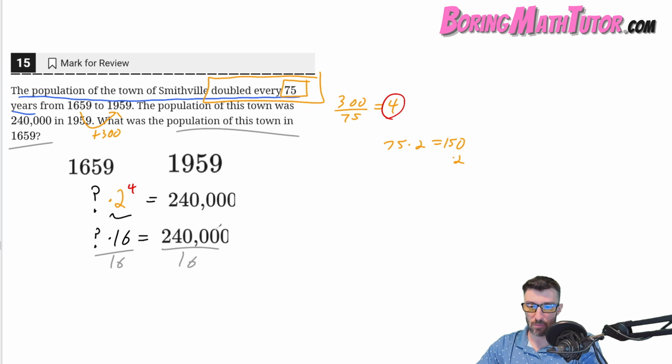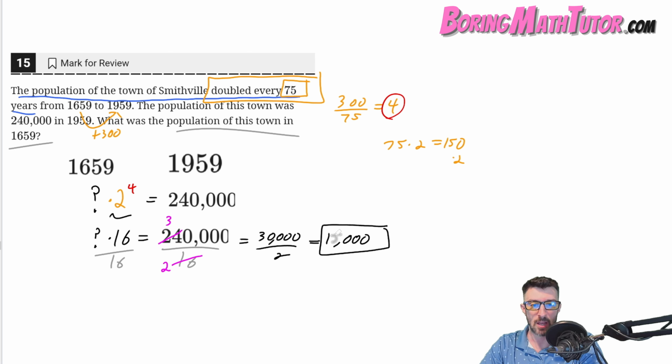Now, if you want to run to decimals, that's fine. If you want to be super cool, what you could do is divide 240 by 16. Each of those can be divided by 8. That'll get you 30. This will get you 2. So now I end up getting 30,000 divided by 2, which is 15,000. So 15,000, that's what the population used to be. You can multiply it by 16 and you'll find out it does come out to 240.